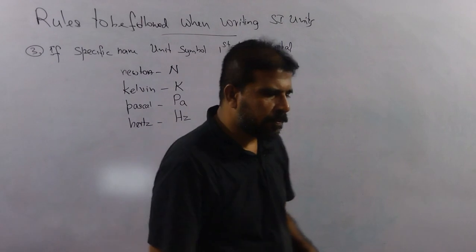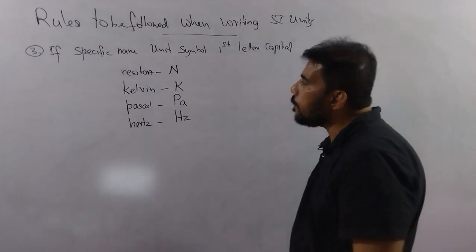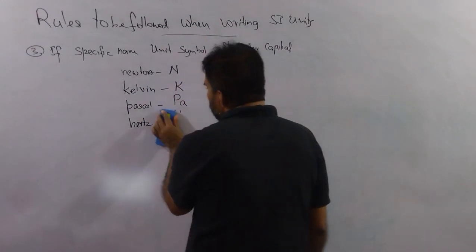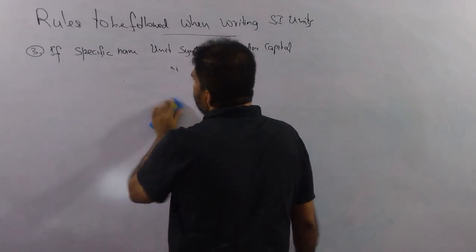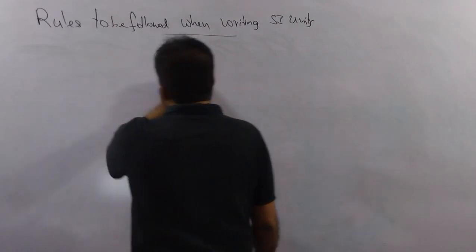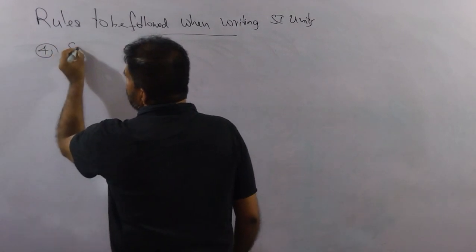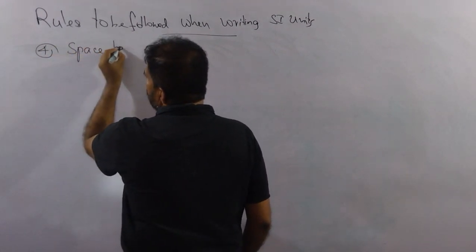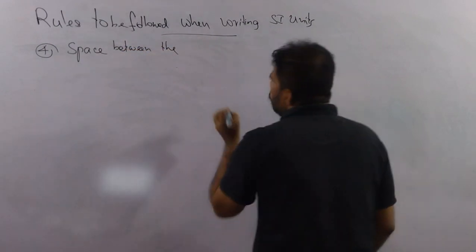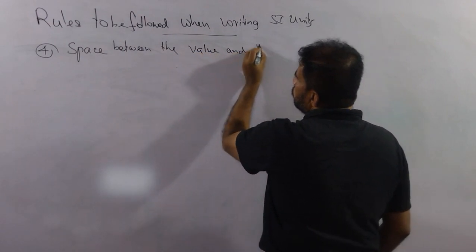Next thing is, when we are writing a value and the unit, we always should keep a space in between the value and the unit. It's like this. The fourth rule: space between the value and the units.